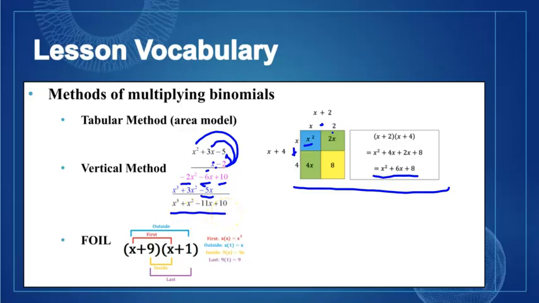The third method would be using FOIL. So if you have two binomials, you're really using the distributive property here, taking the first term, x times x gives you x squared, x times 1 gives you 1x. Then you distribute the 9 to both terms. 9 times x is 9x, 9 times 1 is 9, and then you combine like terms here, and this will give you x squared plus 10x plus 9. So we're going to practice each of these methods in our next few examples.